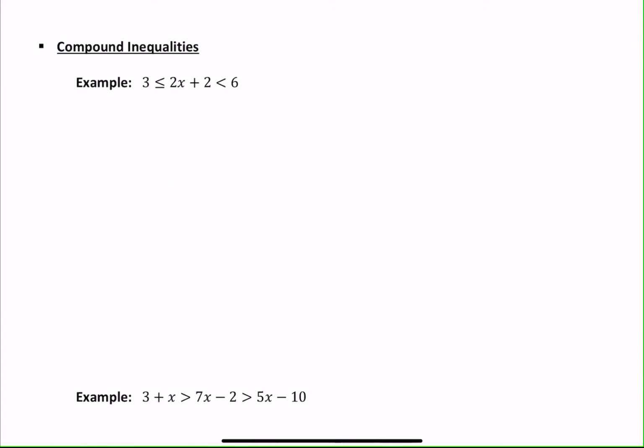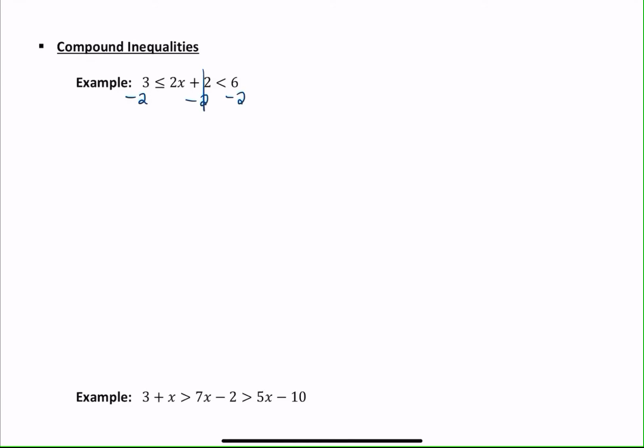Next we have compound inequalities, which just means we've got two or more inequalities, usually only two. But you're going to deal with this the same way. It's just whatever you do to one side, you do to all sides. So if I'm going to subtract 2, I'm going to subtract it from every part of the equation. Because really I've got two different inequalities put together here.